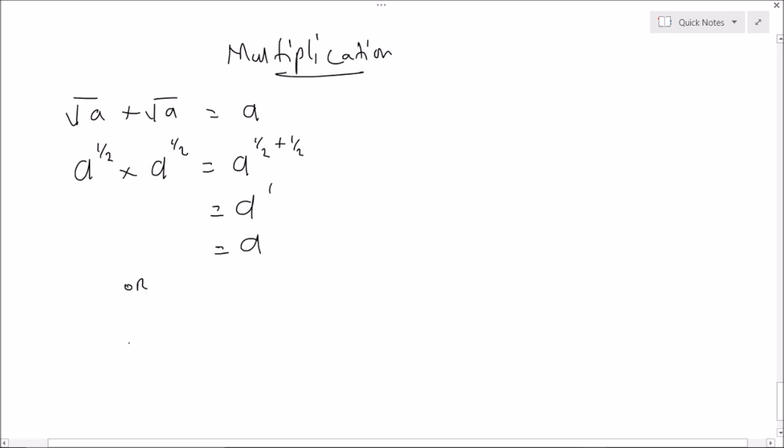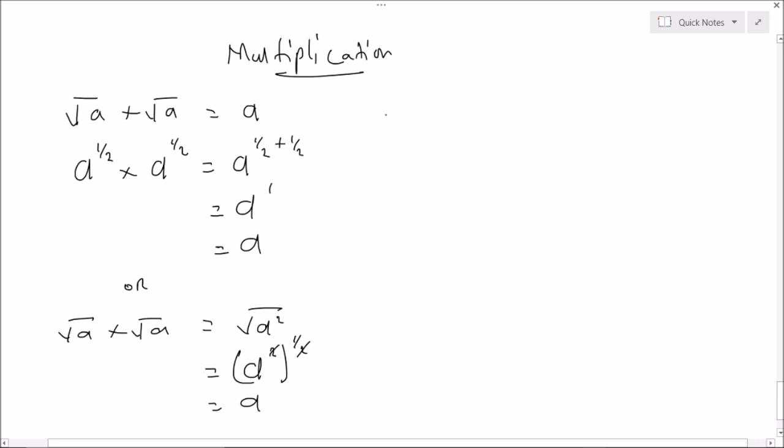Or we can also say that root of a times root of a is equal to root of a squared. That is a times a, which is a squared. And this will give us a squared, bracket, exponent 1 over 2. And our 2 will cancel the 2 here, which will give us a. So we take note that root of a times root of a is the same as a.